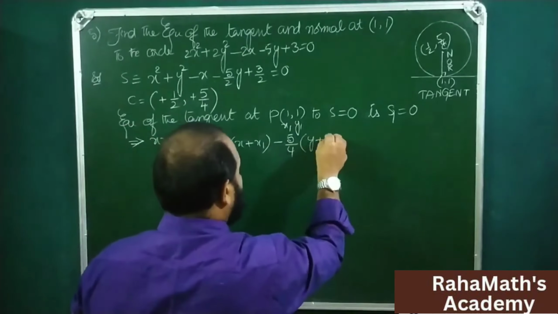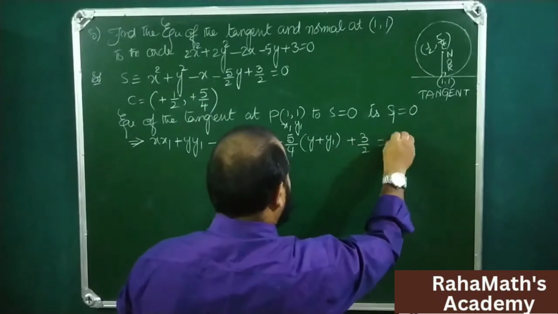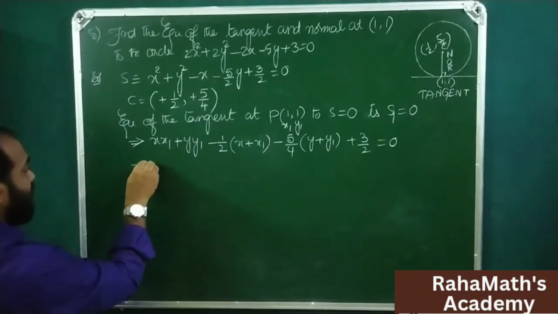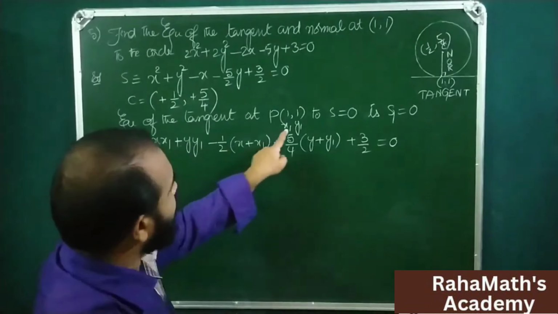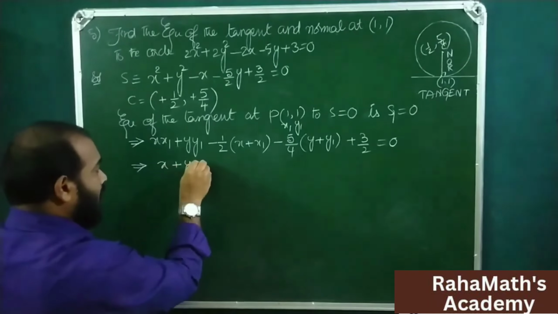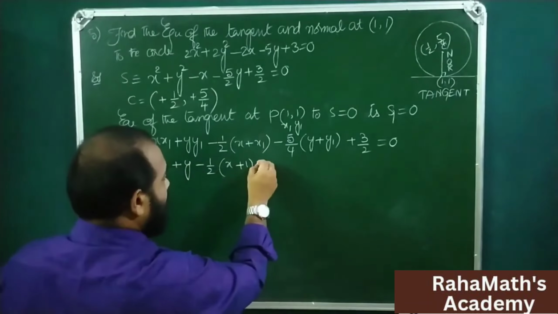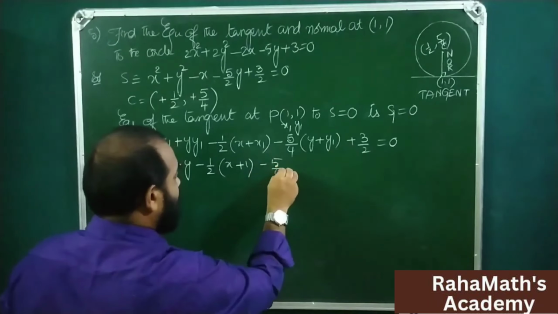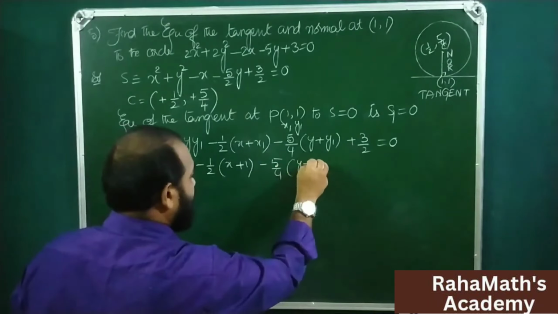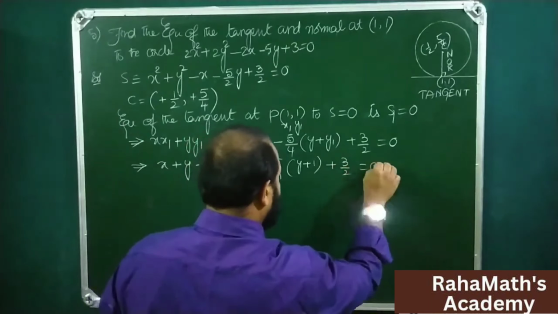Y plus y1 plus 3 by 2 equals 0. So that implies (x1, y1) is (1, 1). So x into 1 times x plus y minus 1 by 2 of x plus 1 minus 5 by 4 of y plus 1 plus 3 by 2 equals 0.